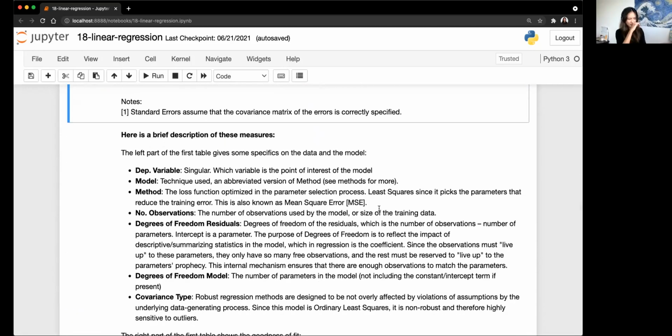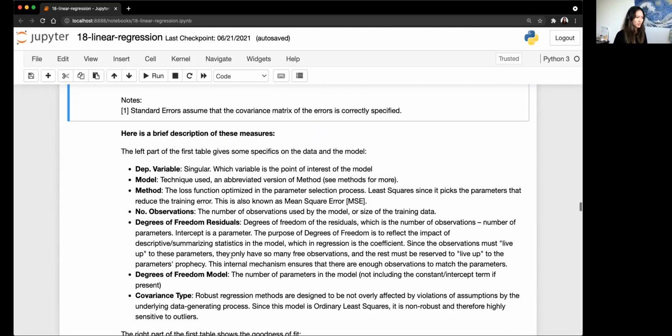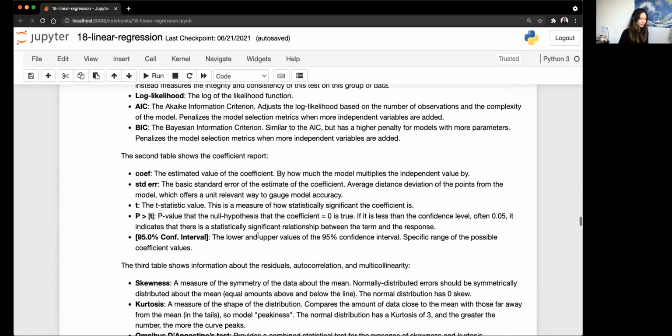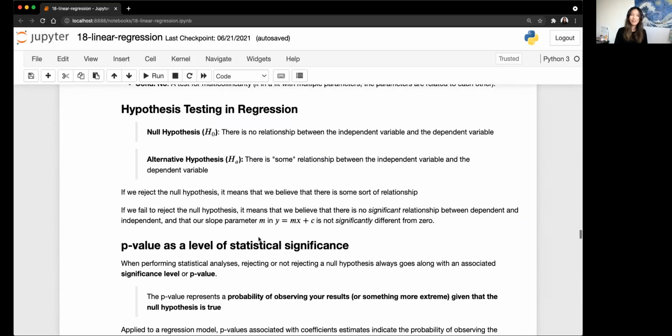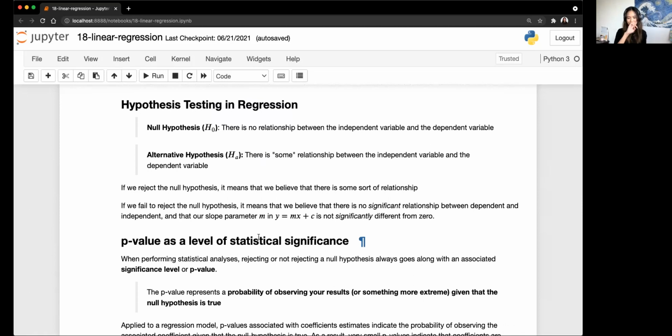All right, so I have the description here. It's also in one of your labs. I'm not going to go through all of it here. Okay, so hypothesis testing and regression. This is related to that p-value of 0 that we saw earlier. The hypothesis setup is, if you remember, one of the first things that you always have to do prior to doing any statistical test.